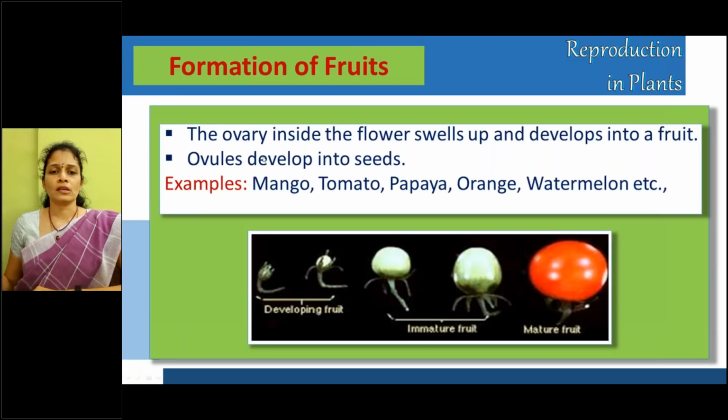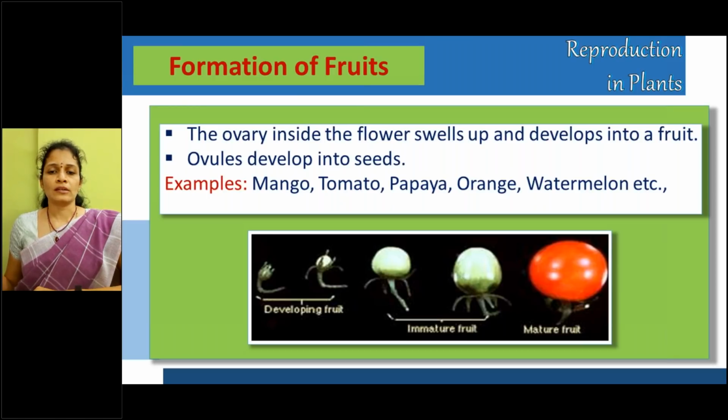Now look at this slide, children. The ovary inside the flower swells up and develops into a fruit. Now see here the pictures. Once the fertilization is done, slowly the ovary swells up and it develops into a fruit. See, this is the second stage of the fruit. Now, inside this, the ovules will be there, which develop into seeds.